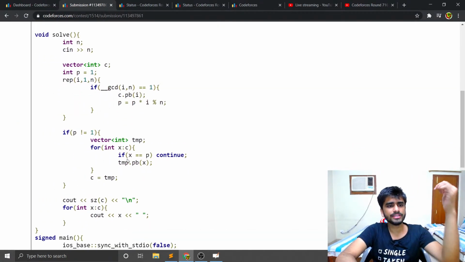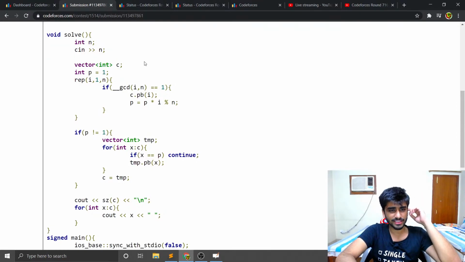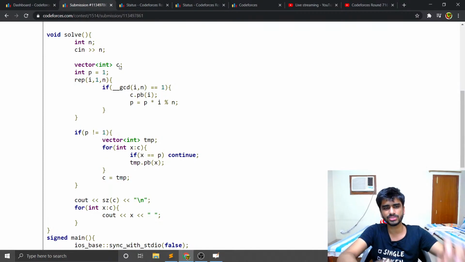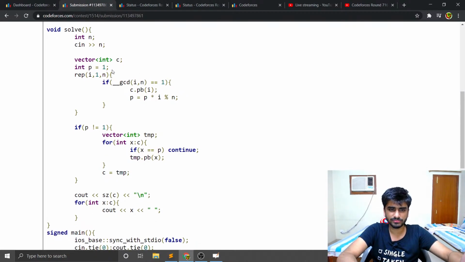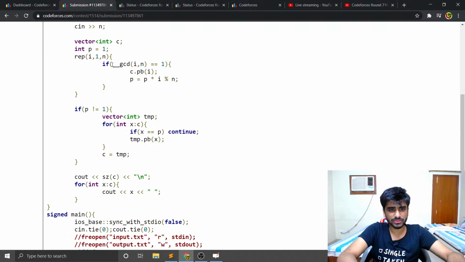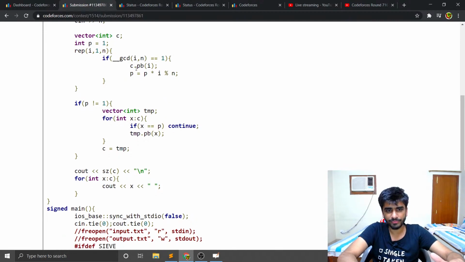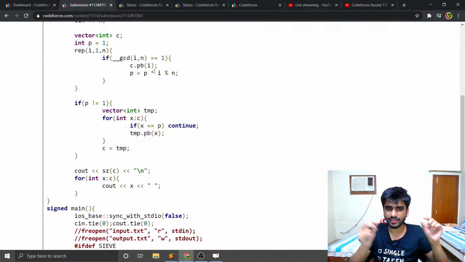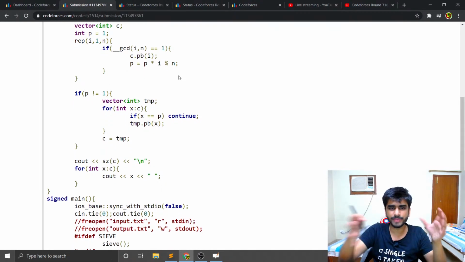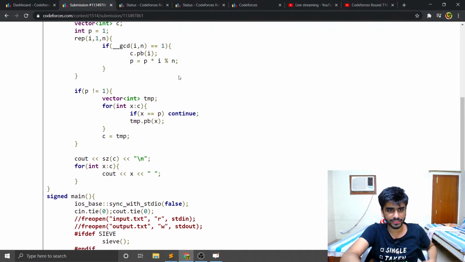Let me show you my code. Okay, so I took n as input, then I took the vector c, which is basically storing the non-coprime values. Yeah, so if the GCD of i and n is equal to 1, I put it in the vector, which contains all of the coprime values, and I also multiply i into p. So now I'm just building this product of all the elements in the vector.